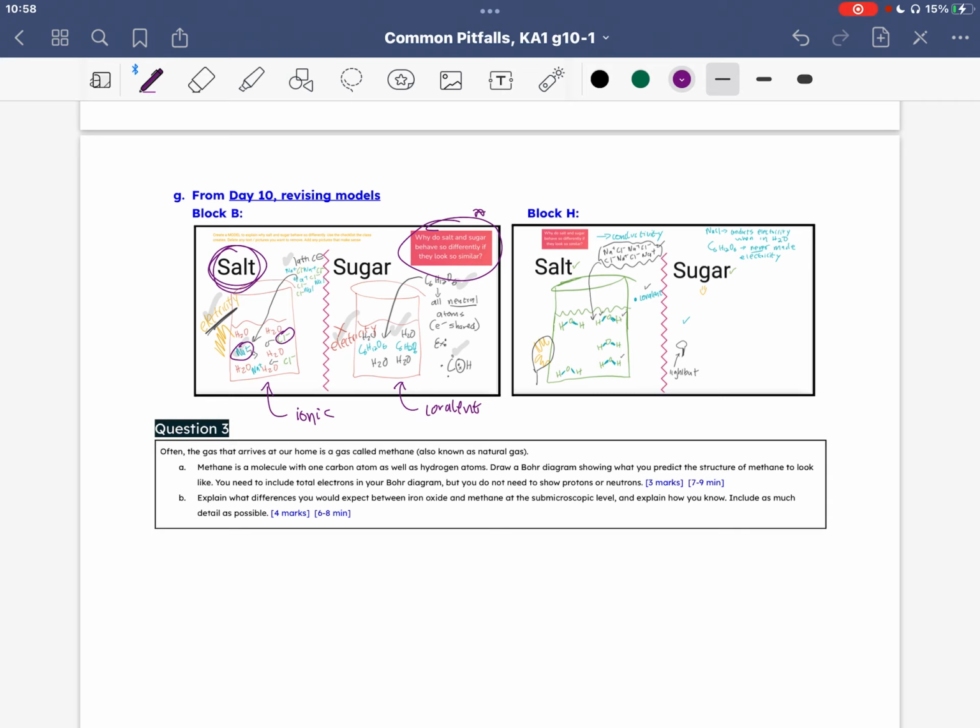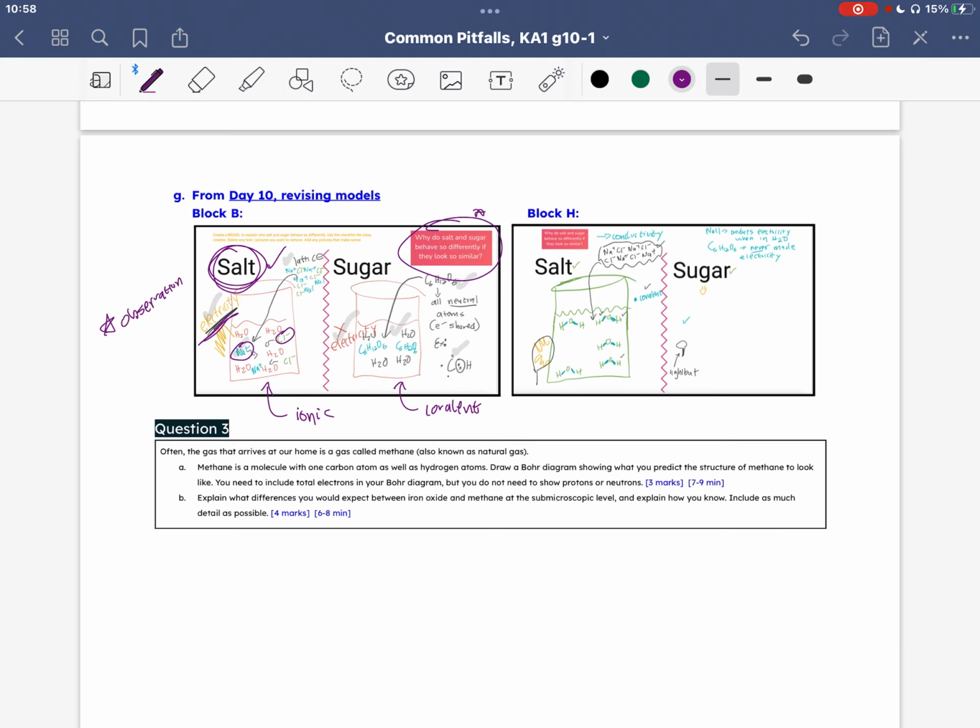So some sort of explanation around being ionic. If I'm ionic, I have charges. If I have charges, I can conduct electricity. That's what I was looking for there. And then the observation was the other key piece to that problem.